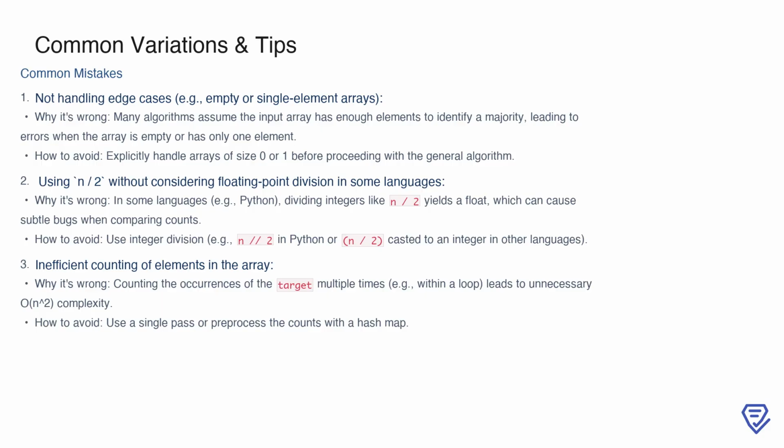Lastly, inefficiency in counting elements can also be problematic. For example, counting the occurrences of the target multiple times within a loop can lead to O(n²) runtime. Instead, aim for a single pass or preprocess your counts using a hash map to keep your solution efficient.